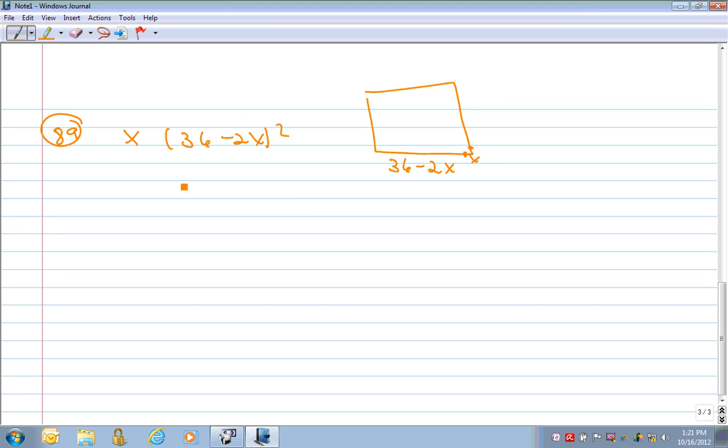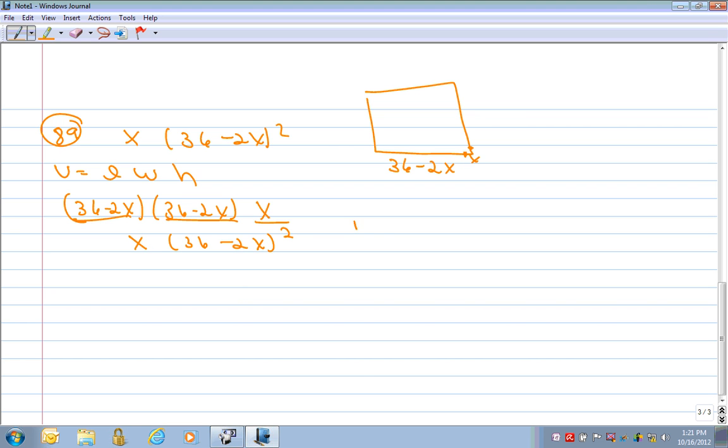If we're verifying that this is the correct polynomial for the volume, then we know that volume is length times width times height. Then the length would be 36 minus 2x. The width would be 36 minus 2x. And the height would be just x. And therefore, you've got 36 minus 2x twice, and you have an x. So we have x, and then 36 minus 2x twice, so that would be squared. So that verifies it. The next thing it asks us to do is find the domain.